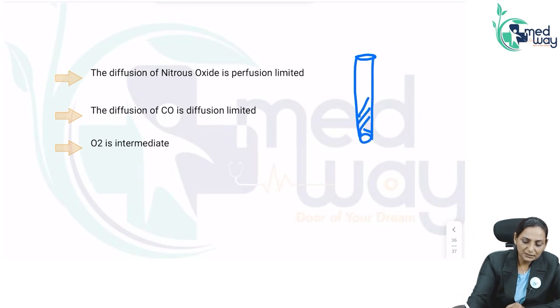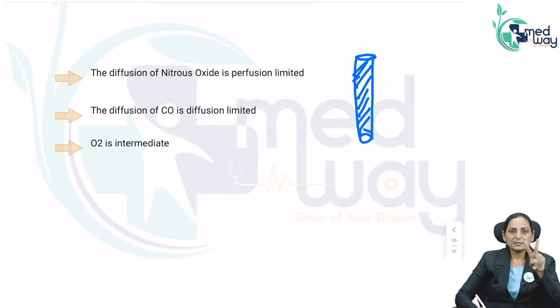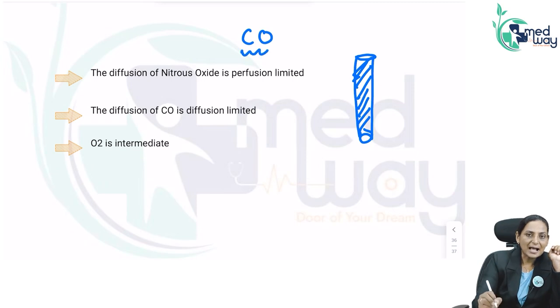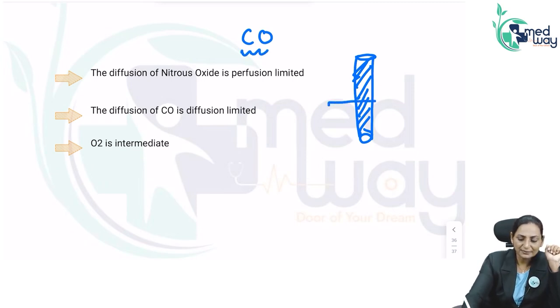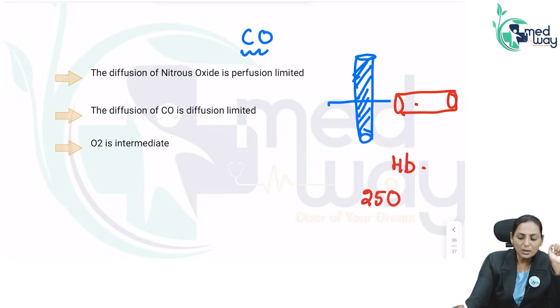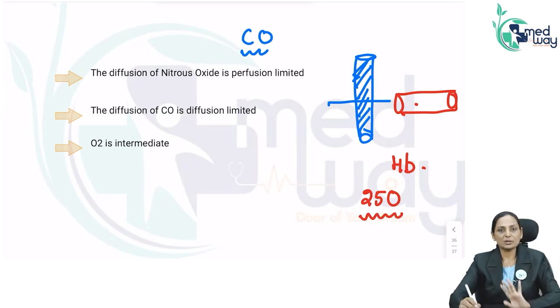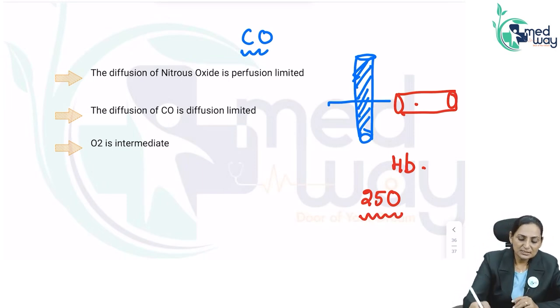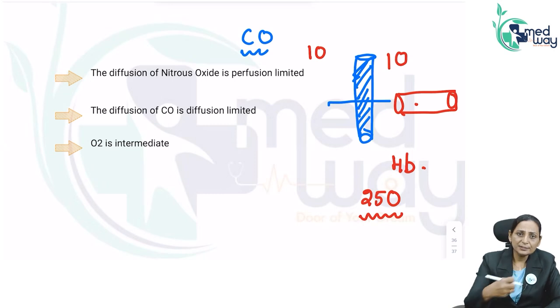When we speak of diffusion, we mean the diffusing properties of the respiratory membrane. We consider two gases, carbon monoxide and nitrous oxide. As soon as carbon monoxide travels, it comes into the blood and is taken up by hemoglobin, because the affinity is around 200 to 250 times more than that of oxygen. Suppose the carbon monoxide gradient was 10 here and 0 there.